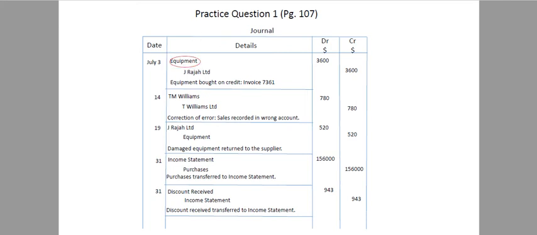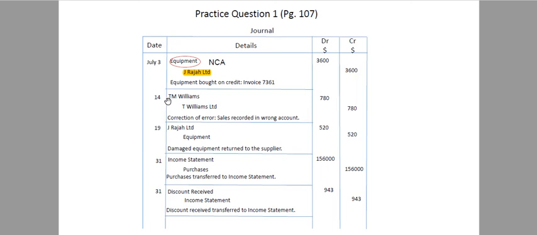This is your NCA, and it has been bought on credit from the supplier J. Raja. If you see, the first line is the name of the account to be debited, and the second line is the name of the account to be credited, and then the debit and the credit amount, and then there is a narrative. The narrative is equipment bought on credit, and there is a reference for the invoice number which you received from the supplier.